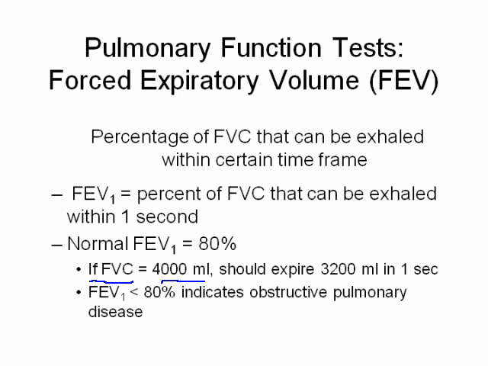If FVC equals 4,000 mils, you should be able to expire 3,200 mils in 1 second. So that's one way of looking at this 80%. When the FEV1 drops below 80%, it indicates an obstructive pulmonary disease. Generally, it's not exactly 80%. The threshold value that's used is about 65%. So if it's equal to or less than 65%, then we call it an obstructive disease. When it's greater than 85%, it's a restrictive disease.